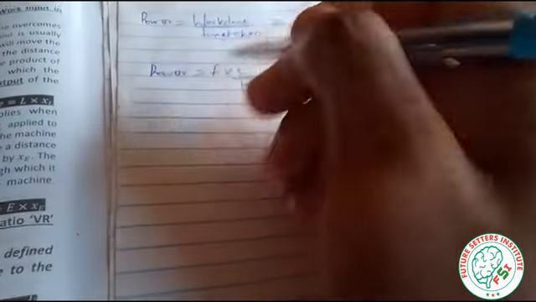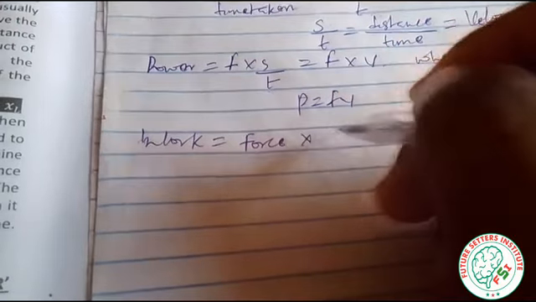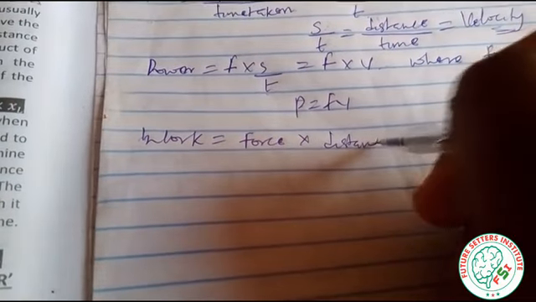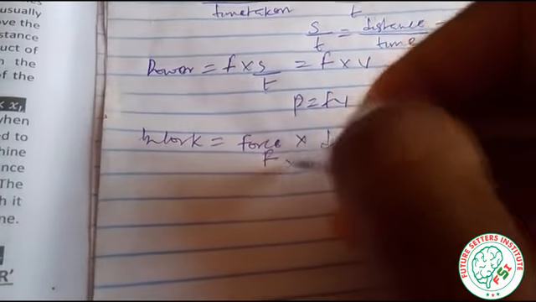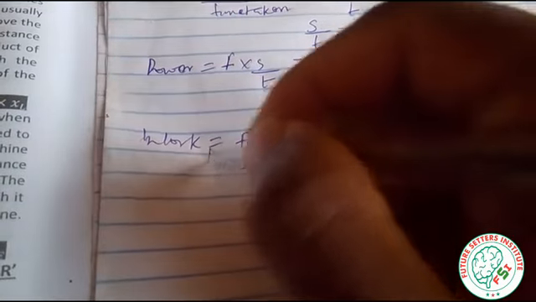Then we also have another one, which is work. Work is equal to force times distance, so that's F times X. Fx. So work is force times distance.